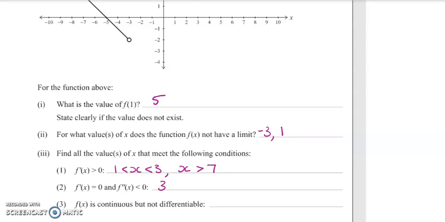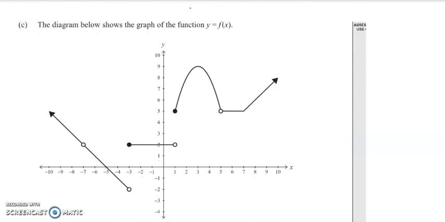Now the final part is f of x is continuous but not differentiable. So if we look back at our graph, we've got our points where we can't differentiate where there's breaks in the graph. Of course, that's discontinuous, but we're looking for where it's continuous, but we can't differentiate it.